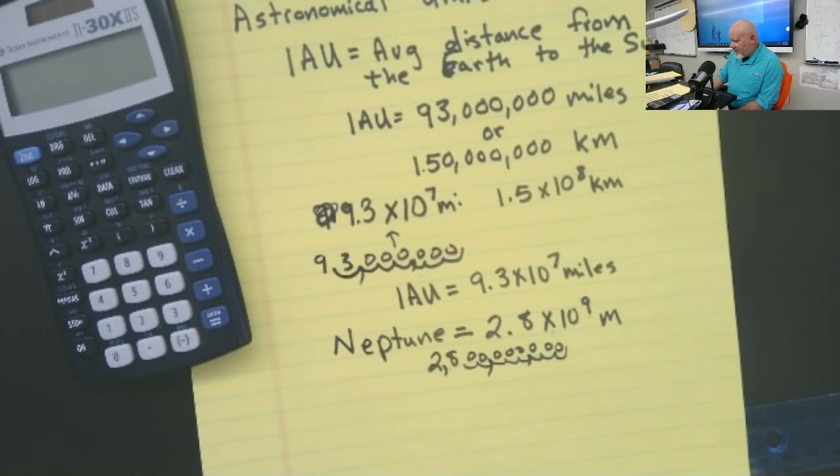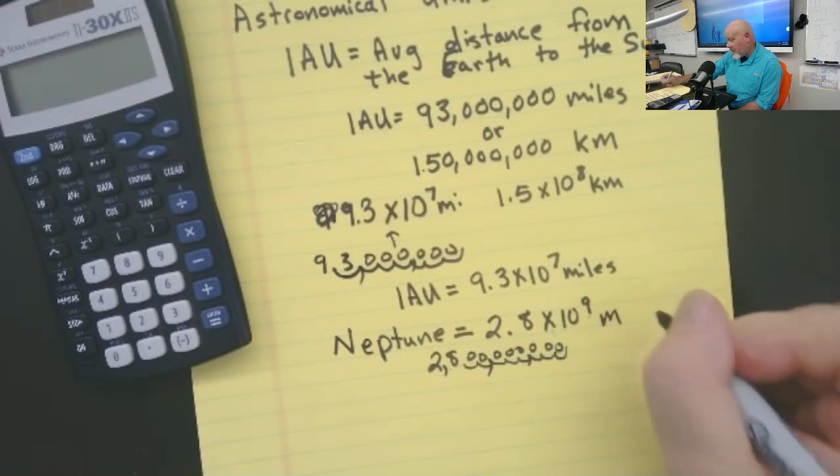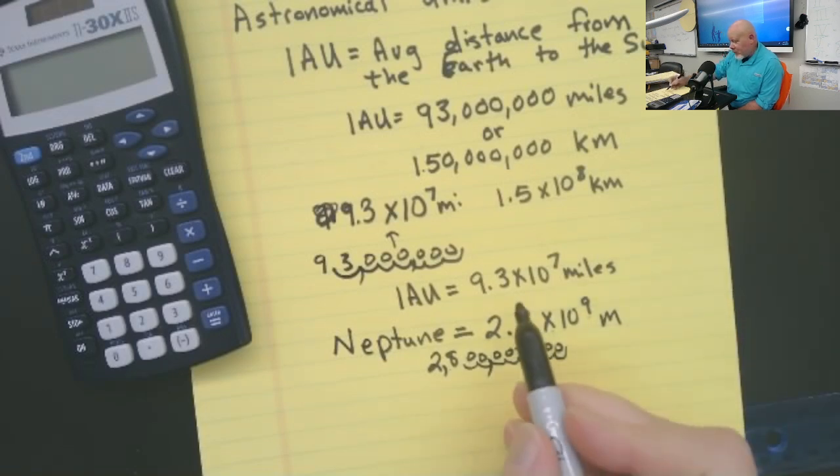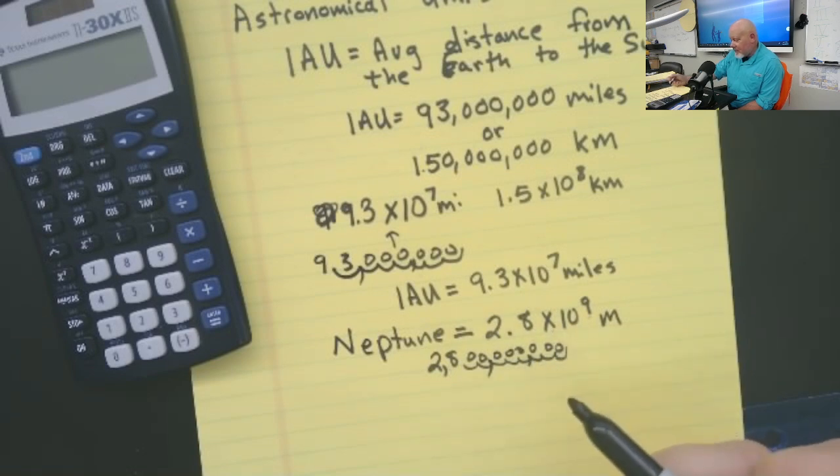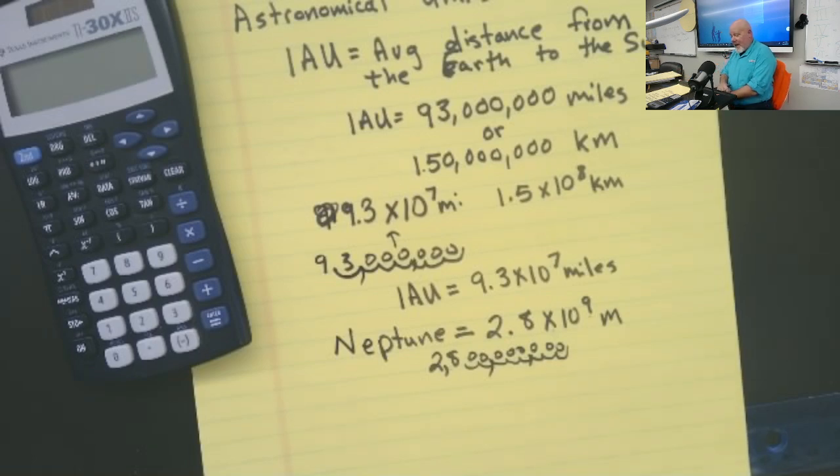Okay, so that's actually 2.8 times 10 to the ninth. That's another way of saying billion miles. Earth is 9.3 million. Neptune is 2.8 billion. That's a lot further. Okay, so how do I figure out how many AUs it is?